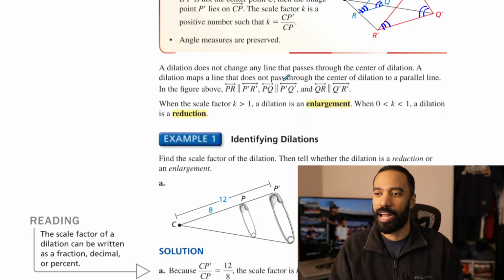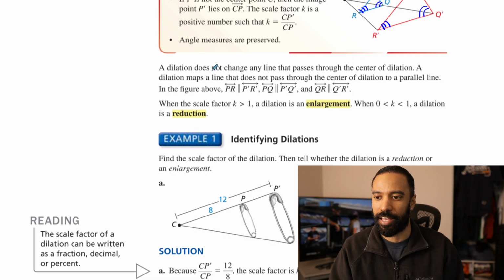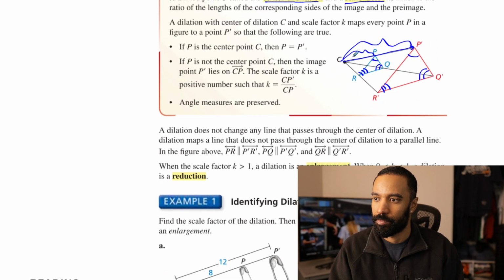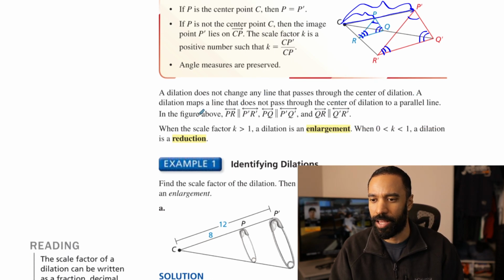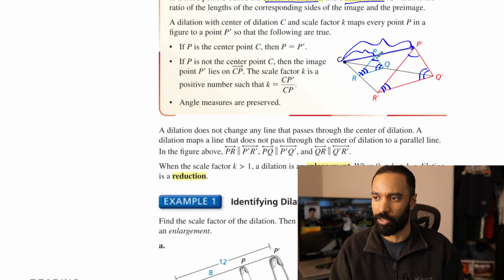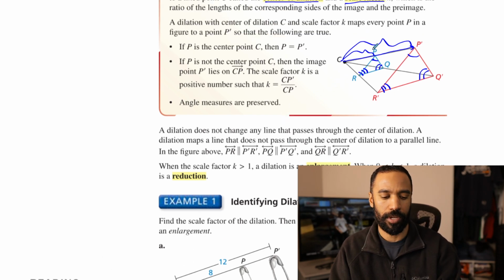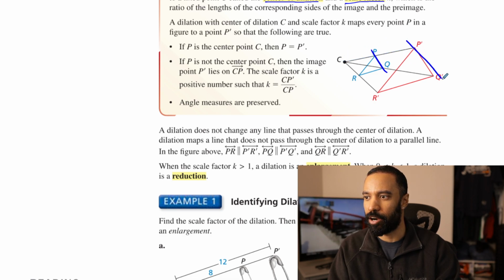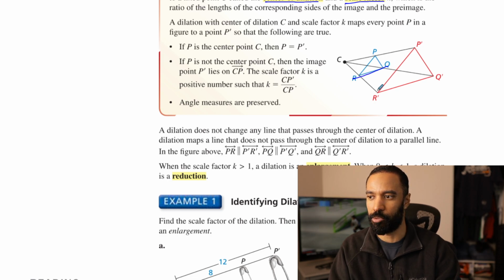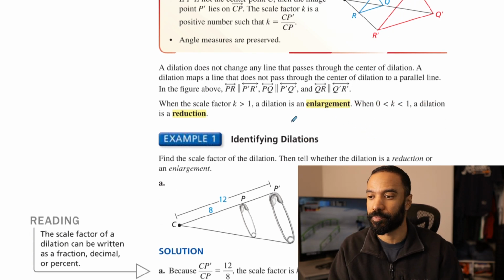A dilation does not change any line that passes through the center of dilation, so it still goes through that center. A dilation maps a line that does not pass through the center of dilation to a parallel line. In the figure above, the lines are parallel here. So PQ and P prime Q prime, RQ and R prime Q prime, these guys are all parallel. We're going to see those on graphs.